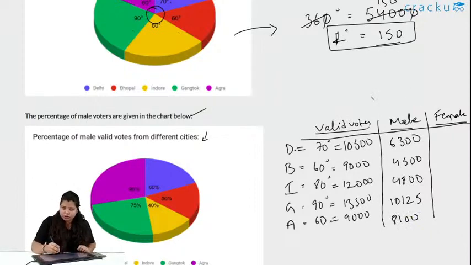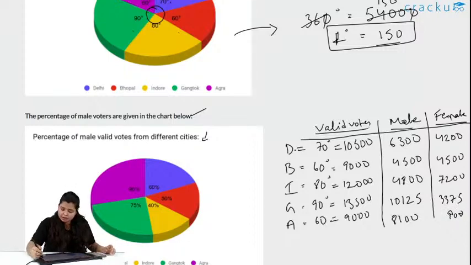Now, you know the male voters, you know the total valid votes. Either you can subtract this and this, or this is given 60%, so obviously the female counterpart will be 40%, 40% of 10,500, or subtract 10,500 and 6300. What you get is 4200. Again subtract this and this, it is simple. What you get is 7200. Okay. Subtract this and this, what you get is 3375, and this is 900. Do we have this table? Once you get this, you are done with the answers.